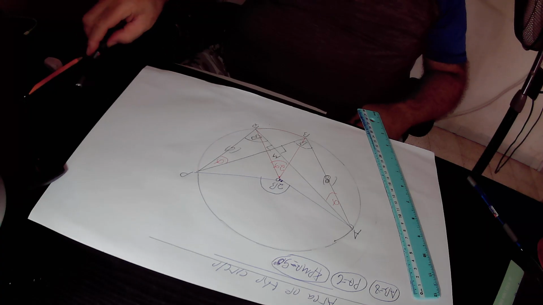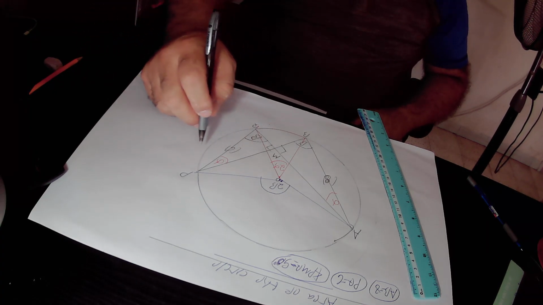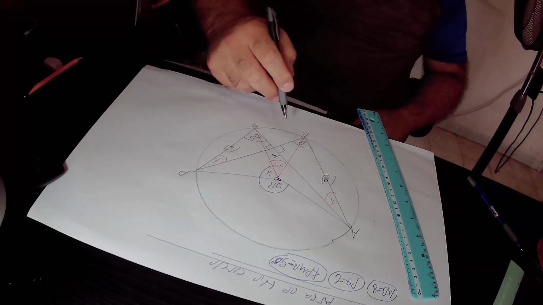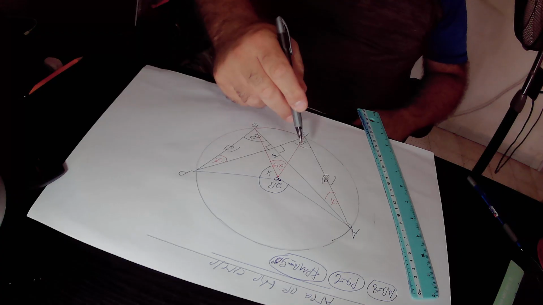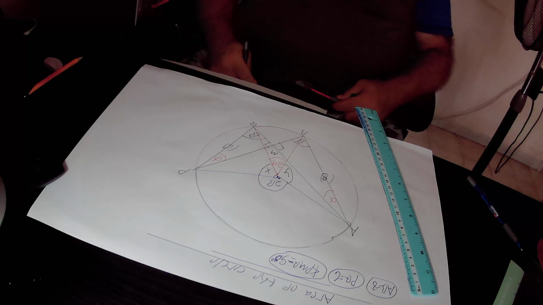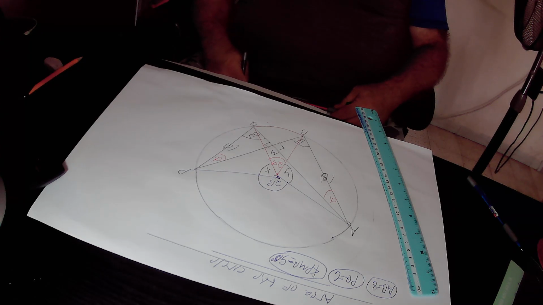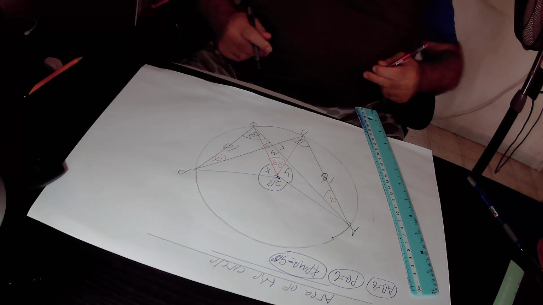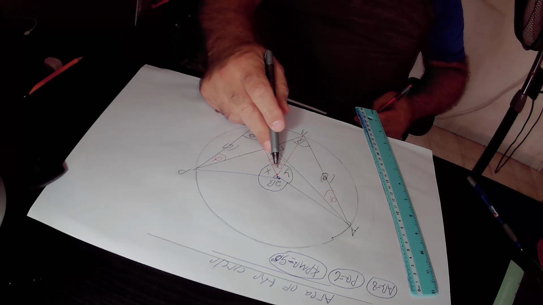In the next step, we define angle QOP, this angle, as x, and we define angle AOB, this angle, as y. We know that the sum of the angles around any point is equal to 360 degrees. So the sum of the angles around point O must be equal to 360 degrees.